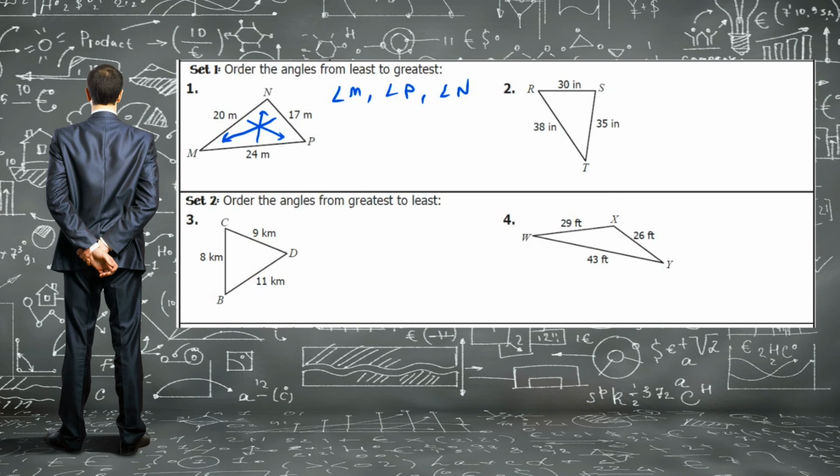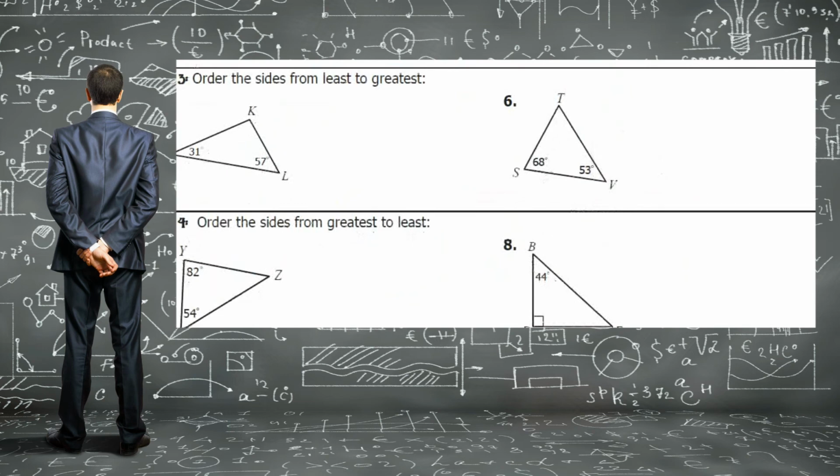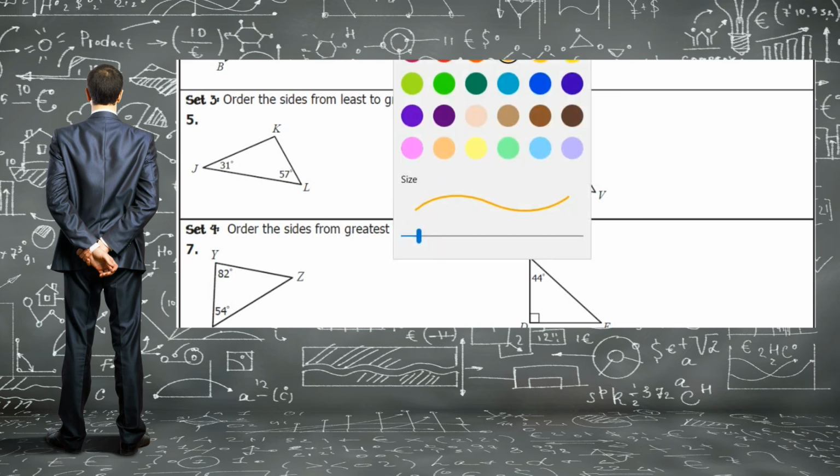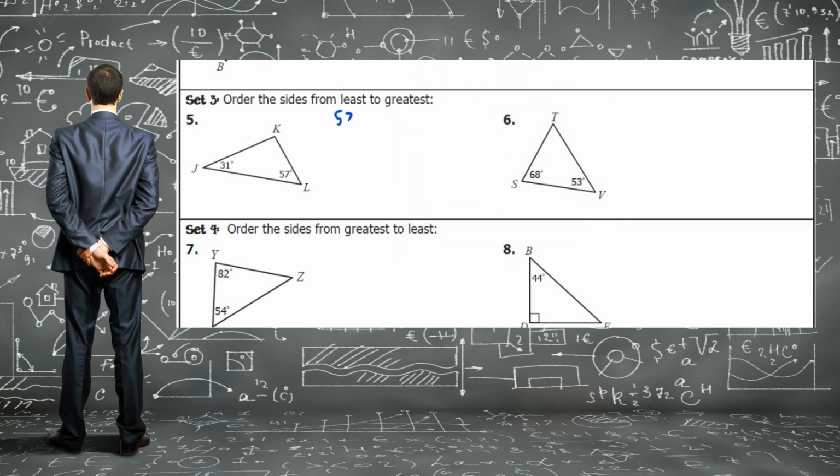There it is. Simple. Now let's take a look at number 5. Scrolling my blackboard down. Order the sides from least to greatest. So once again, we're missing that third angle measure. So let's find that first, shall we? We shall. 57 plus 31, that's the total of these two angles. That's gonna be 88 degrees. Now K is gonna be 180 minus 88 because the total in all three of these angles would be 180. So that means angle K would be 92 degrees.